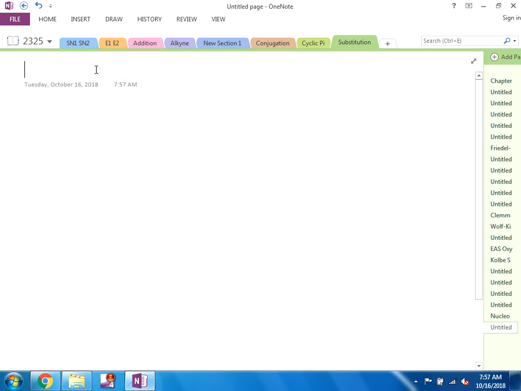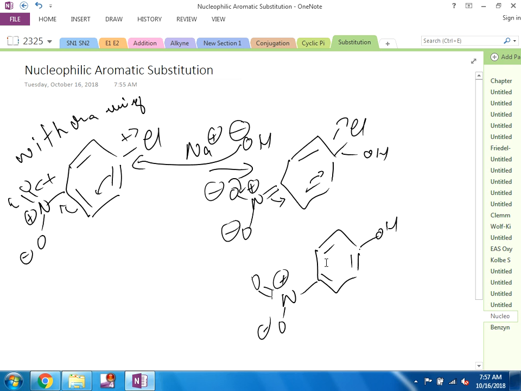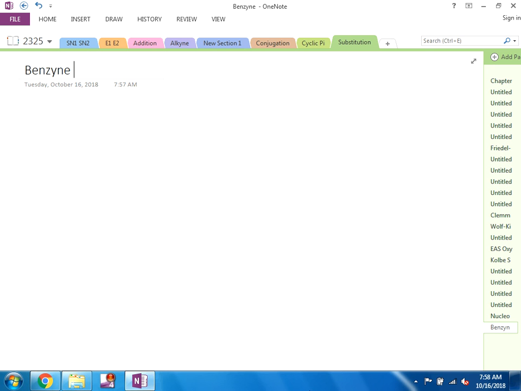Now we want to show you benzyne substitution. What does the benzyne, with a Y-N-E ending, imply? A triple bond, right? So we're going to form a benzene ring with triple bond character in it. This is how we're going to form a triple bond on benzene.